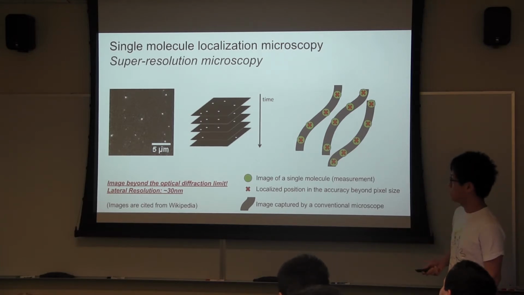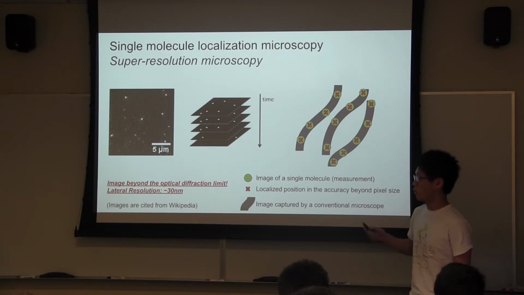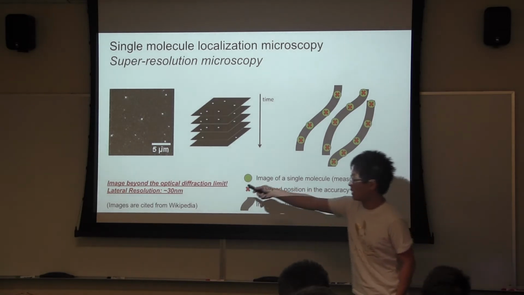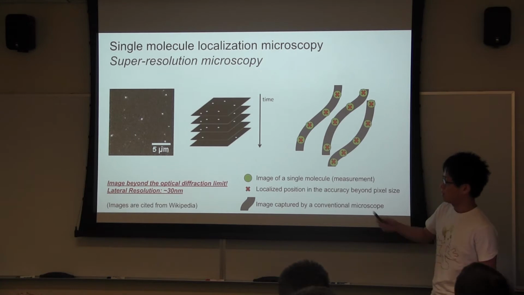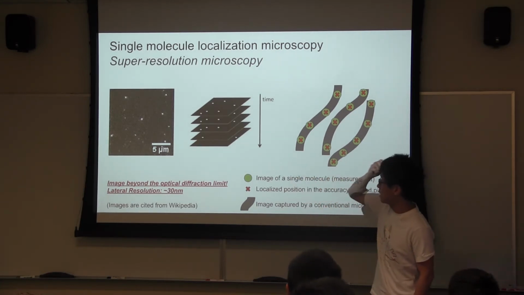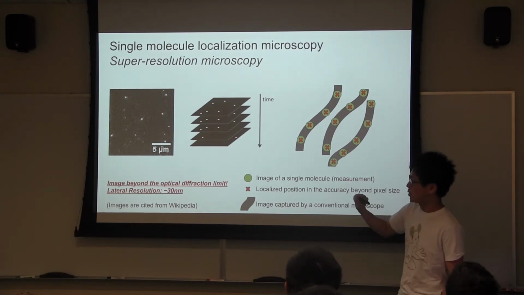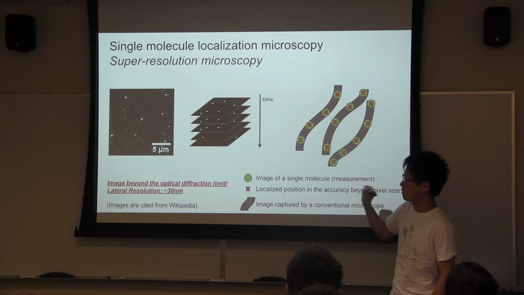The way it works is that you have a biological sample that is densely labeled with fluorescence, millions of fluorescent molecules, but you have a way to stochastically excite a small number of molecules in one shot, which I am representing here. By capturing this image, you can consider that each bright spot is an image of a single molecule.